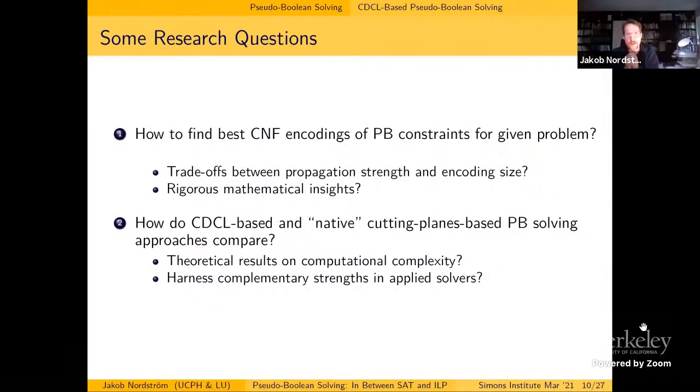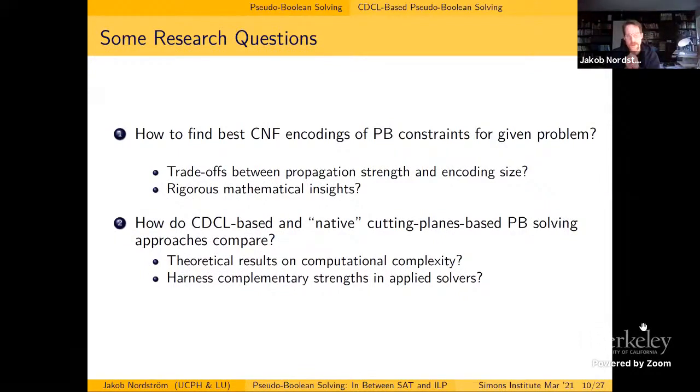But there are, I think, a lot of interesting problems. So one interesting problem is when you're doing the rewriting, how do you rewrite to CNF in the best possible way? There is a lot of research on this, a lot of different encodings. I don't think we really understand from a rigorous point of view which encodings are good or bad.